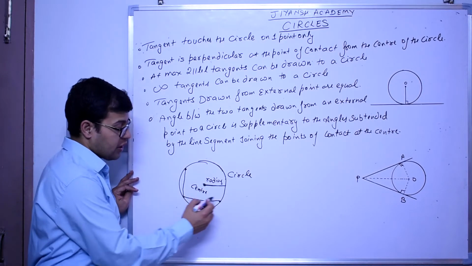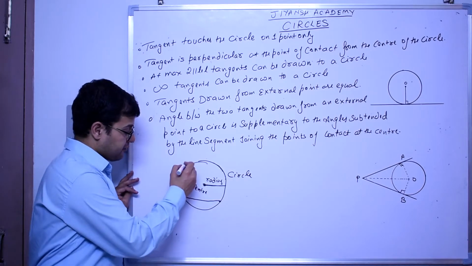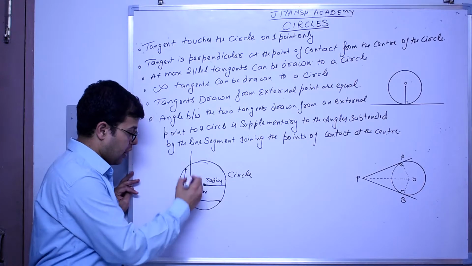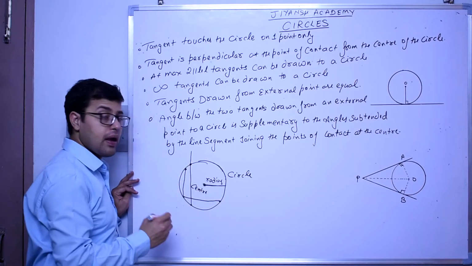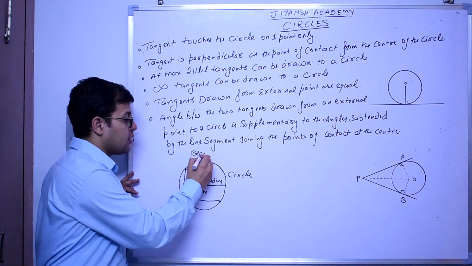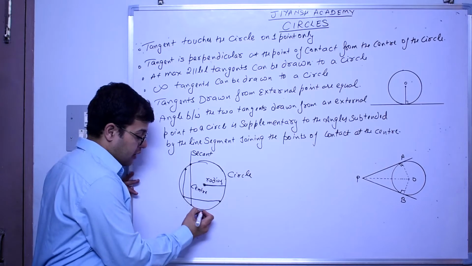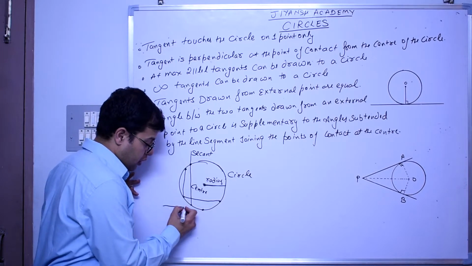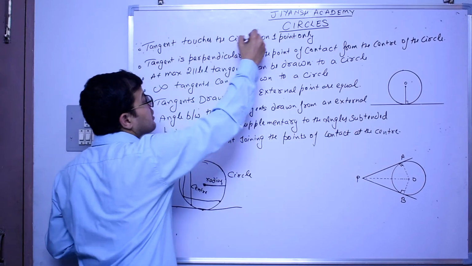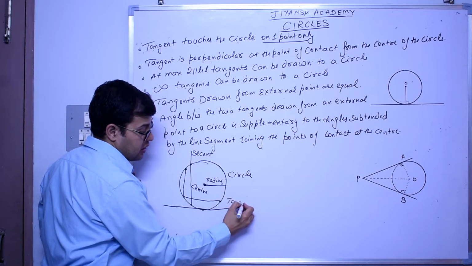But a chord never comes out of a circle, it always stays inside. Now if a line segment can intersect a circle at 2 points and can exist outside the circle, this will be a secant of the circle. Then another line which touches the circle only and only at 1 point, tangent touches the circle only at 1 point, will be known as a tangent.